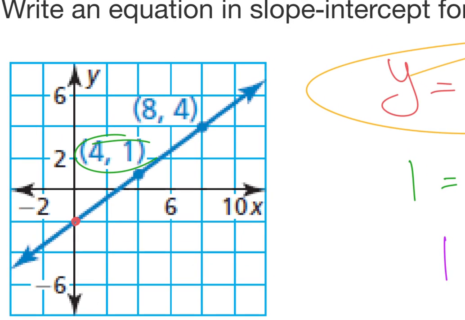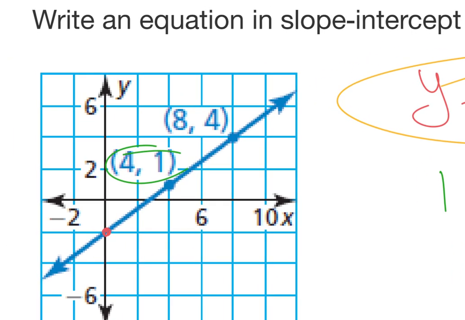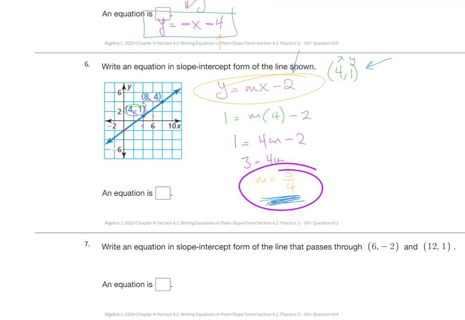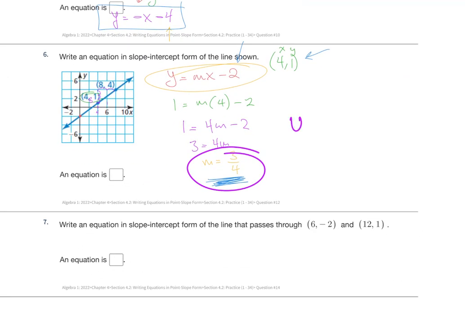Let's zoom in and find out. This is at x is 4 and y is 1, right? So we're going to go up 1, 2, 3. We went up 3. So y is 3, and we're going to run over 2, 4. Well, check it out. That's what we got, 3/4. So final answer for this equation, y equals 3/4 x minus 2.